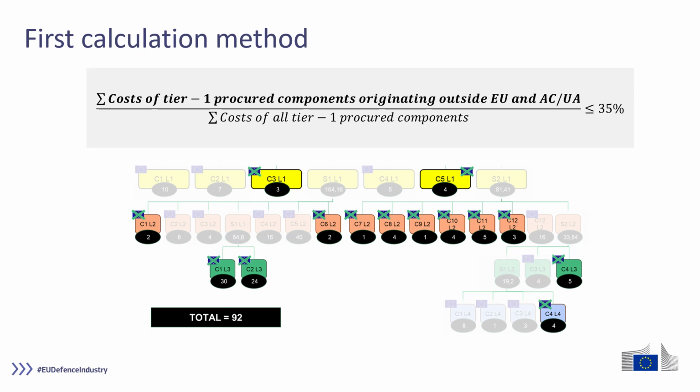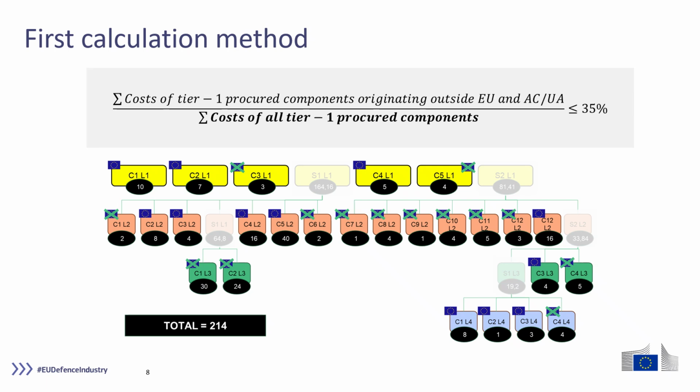Let's go through the first calculation method. To calculate the numerator, we have to sum the costs of all procured components originating outside the Union and associated countries or Ukraine. These components are highlighted in the diagram. The sum of their cost is 92.